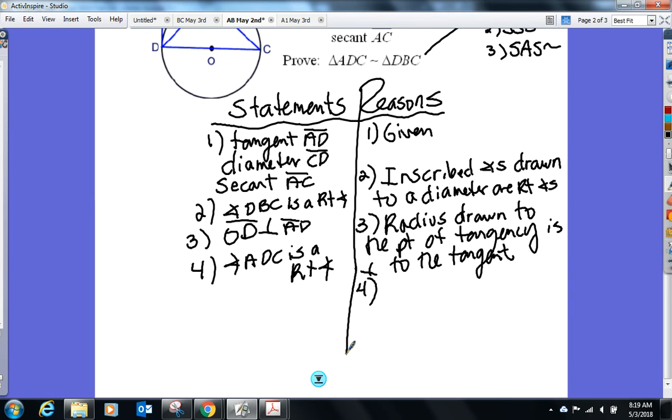Why is it a right angle? No circle fact, but because I know perpendicular lines form right angles. I still got to tell you what about those two if I'm going to do angle, angle. Still tell me they're congruent to each other. Right angles are congruent.